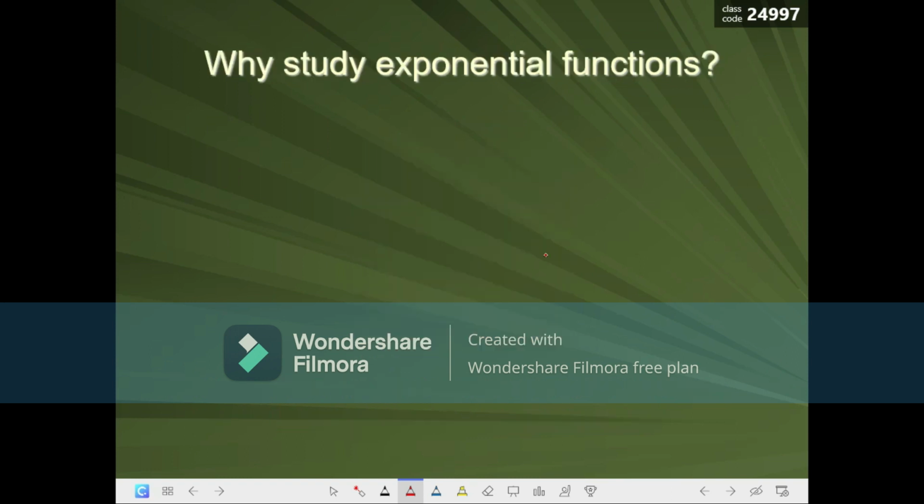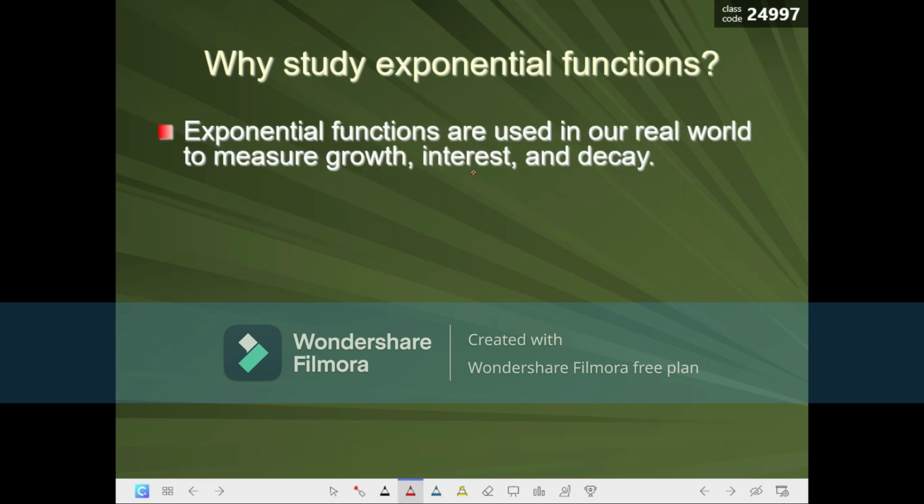So why study exponential functions? You might be asking, how are exponential functions applied in real life situations? Now, there are examples of applications of exponential functions. Exponential functions are used in our real world to measure growth, interest, and decay.